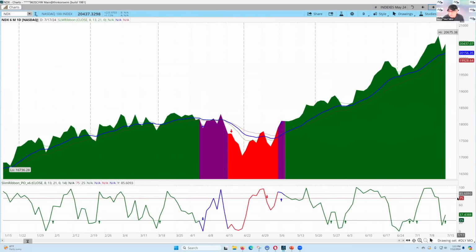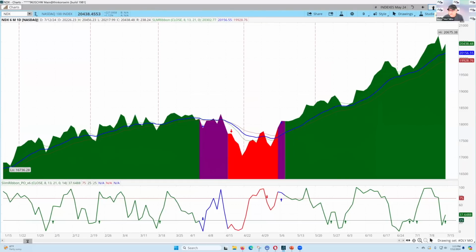This is the daily momentum conditions and the slim ribbon PO. This is what the slim ribbon looks like on the daily, and it's on an area chart. You can only do this on certain platforms, and it really screams at you when the conditions are positive or negative or neutral.